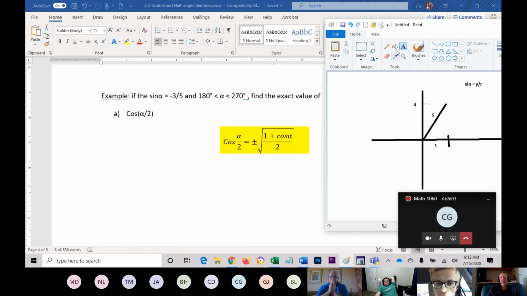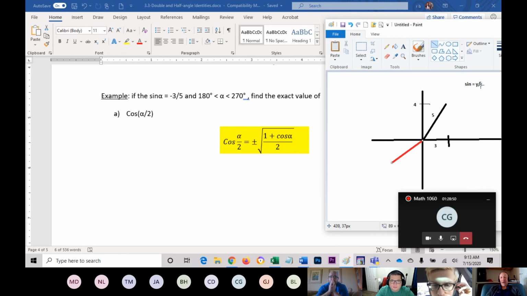Quadrant 3. We're in quadrant 3. Well done, except that sounded like a question. That was supposed to be an answer. All right, quadrant 3. Here we are. So, 3/5. This is going to be another nice 3, 4, 5 triangle, isn't it?